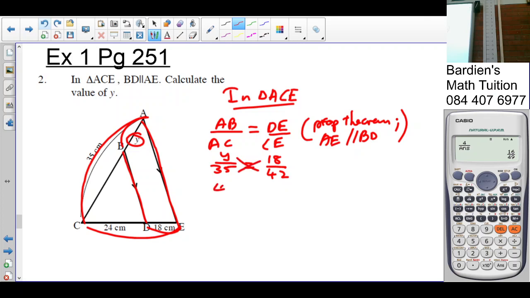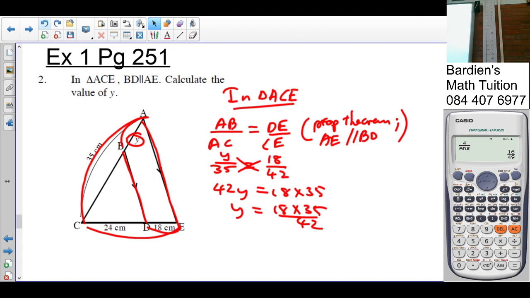You cross multiply, so that's going to be 42 Y is equal to 18 times 35. Y is then equal to 18 times 35 over 42. That gives an answer of 15, 15 centimeters. Any confusion here? You guys got that answer, no? Right? Let's go to the next one.